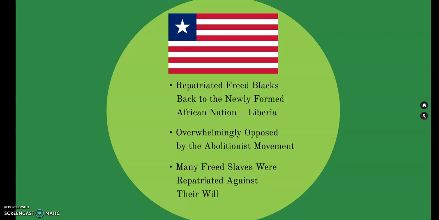This was overwhelmingly opposed by the abolitionist movement, who deemed themselves to be Americans, and just as American as their white counterparts, and considered themselves no more African than they considered their white counterparts to be European. Many of the freed slaves who went to Liberia were repatriated against their will.